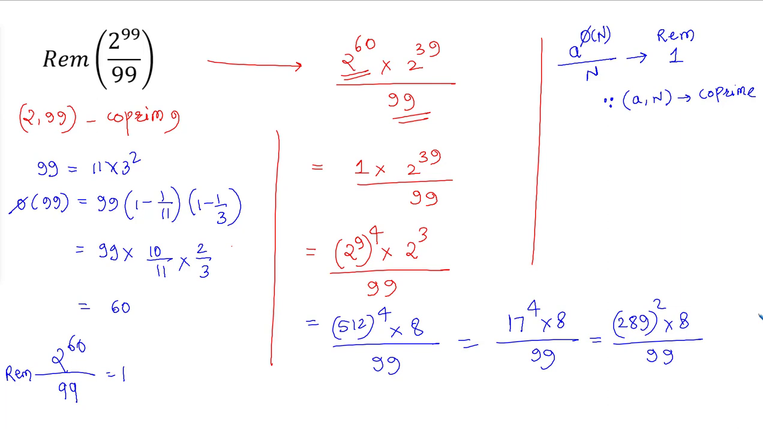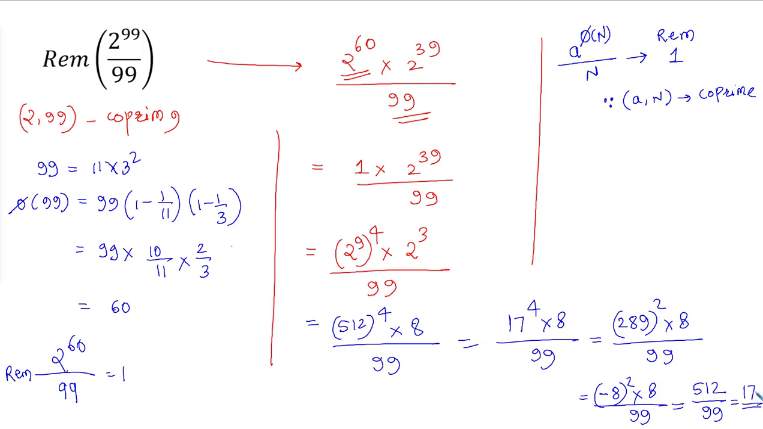So let's continue. If I divide 289 by 99, 99 into 3 is equal to 297. So the negative remainder is going to be minus 8. So this is going to be minus 8 bracket square into 8 divided by 99. Basically this is going to be how much? 8 cube, that is 512, divided by 99. If I divide 512 by 99, the remainder is going to be 17. So the final remainder is 17.